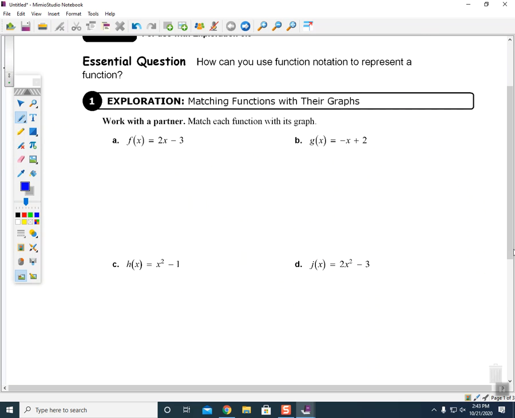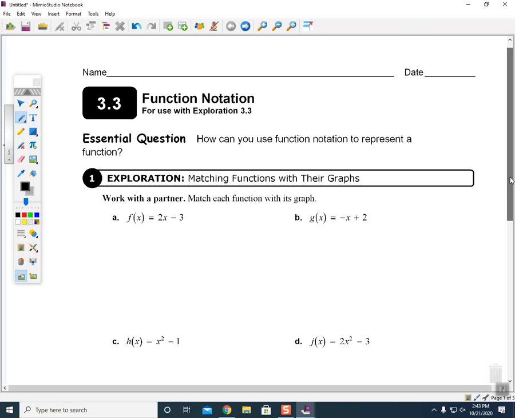So my goal is I'm going to look at each of these functions and I want to match each function with its graph. Well, I'm going to do that in a couple different ways. So if you remember, the equation of a line is y equals mx plus b.